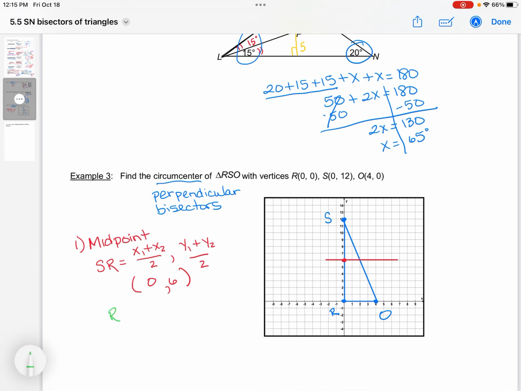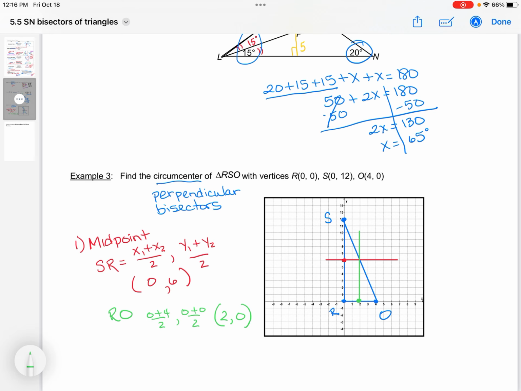Okay, then I'm going to find the midpoint of RO. And again, we have a lot of zeros, right? So we have 0 plus 4 over 2, 0 plus 0 over 2. So that point's going to be 2, comma, 0, which is going to be right there. And again, I can follow the line right there. So I already kind of know where my circumcenter is going to be. It's going to be on the edge of that triangle.